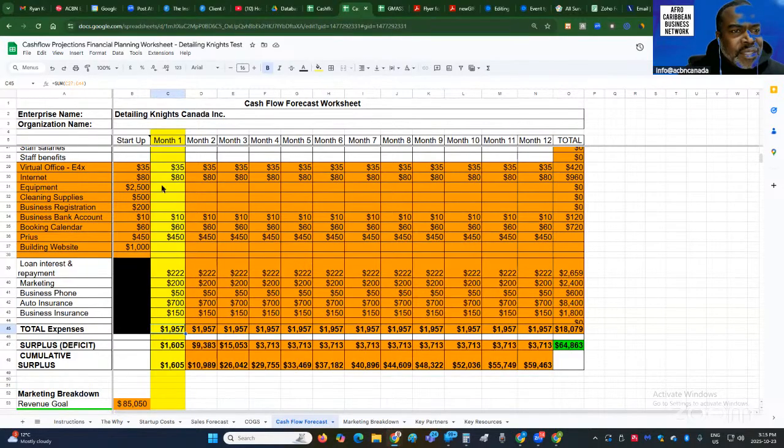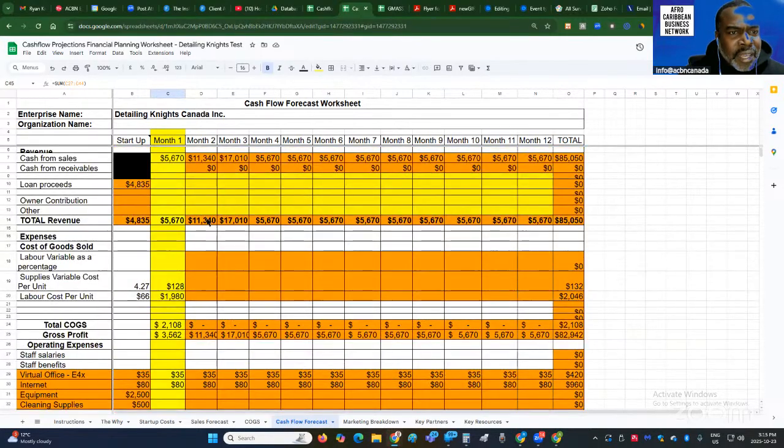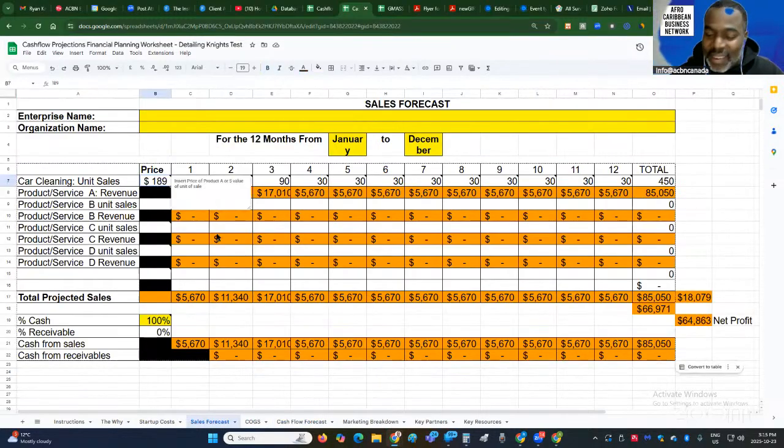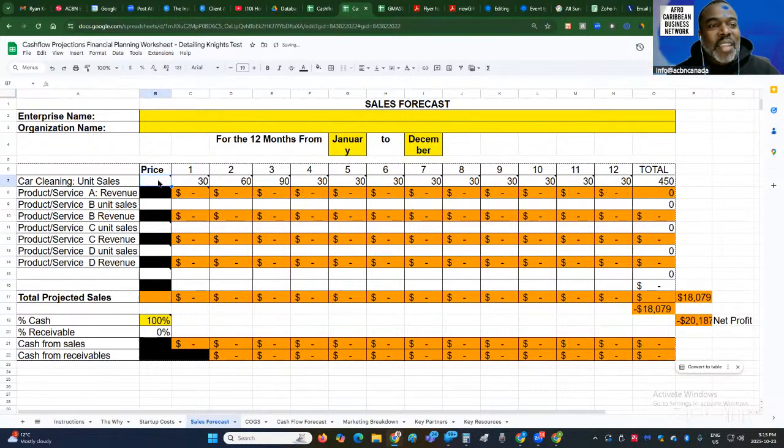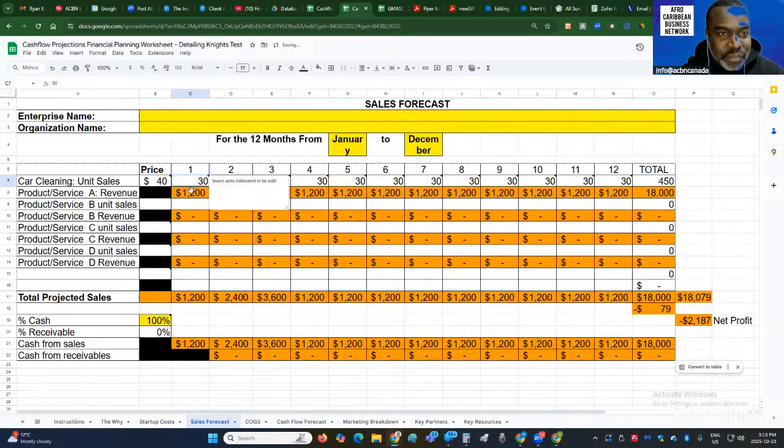So when we're talking about our revenue, I want to take you down the journey of Detailing Knights when we first started out into the sales forecast. All right, so you'll see the price here. Initially, when I started this company, I was charging, I think it was $40 per detail.